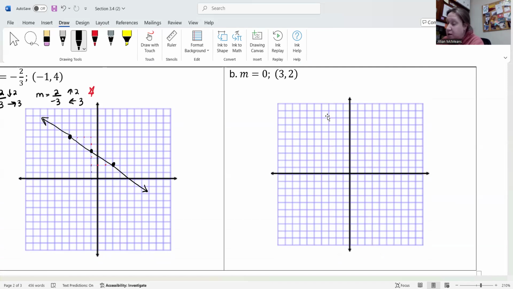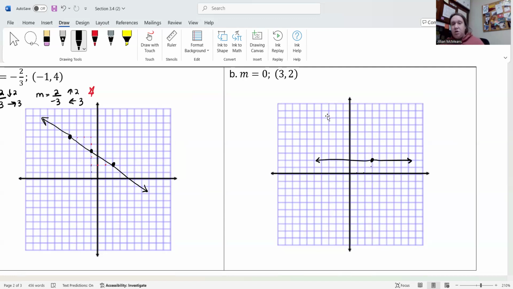So we would start by plotting the point. So at the origin, I would go to the right 1, 2, 3, and then I would go up 2. I know my line has to go through that. I know my line has 0 slope. That means it doesn't go up, it doesn't go down, it's just flat. So I'm going to draw a horizontal line through the point (3, 2). And there you have it.